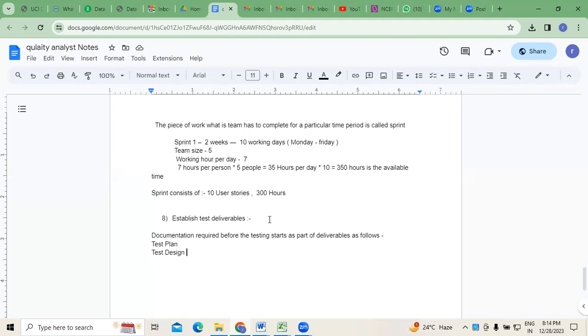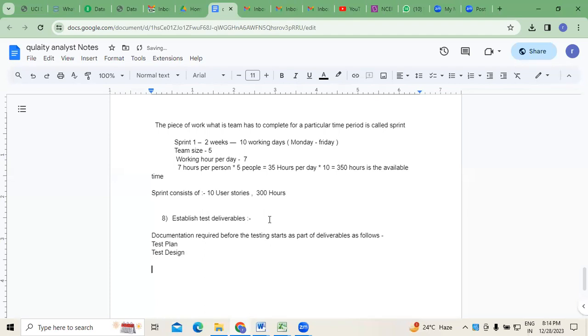So these are the two things which we have to consider whenever we are preparing the documentation, especially whenever we are working on test deliverables. These are the documents which are essentially required.